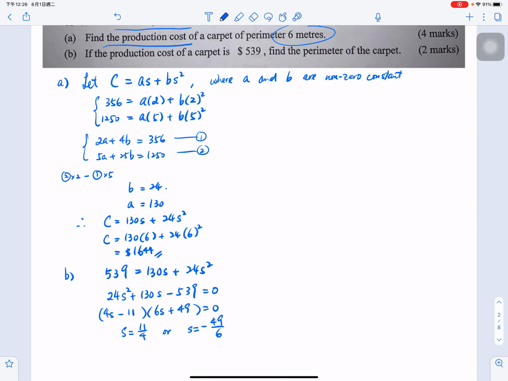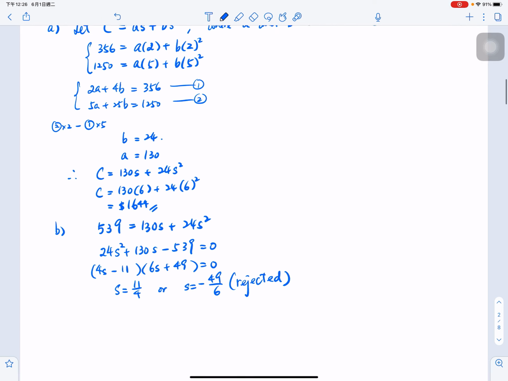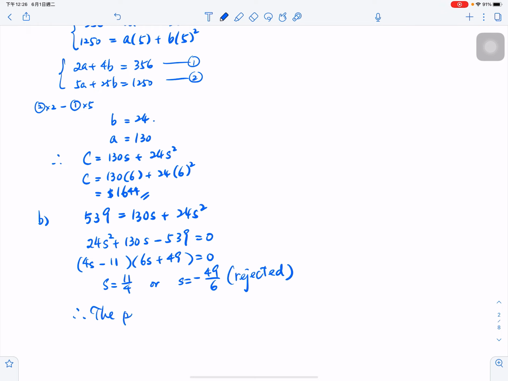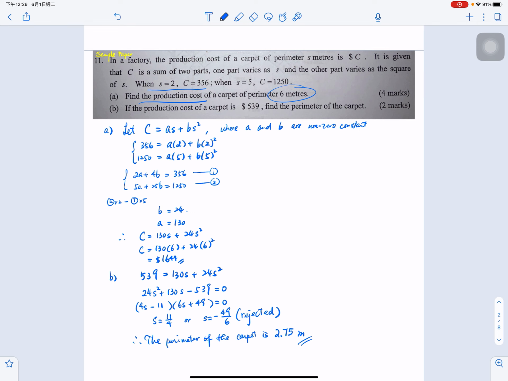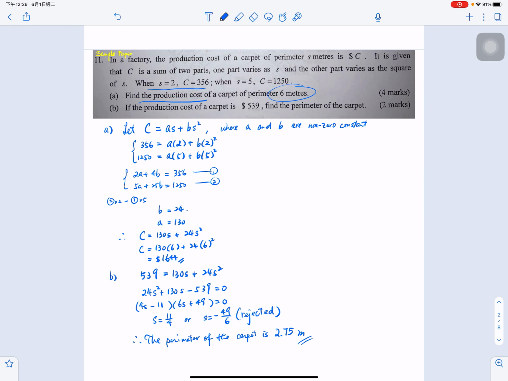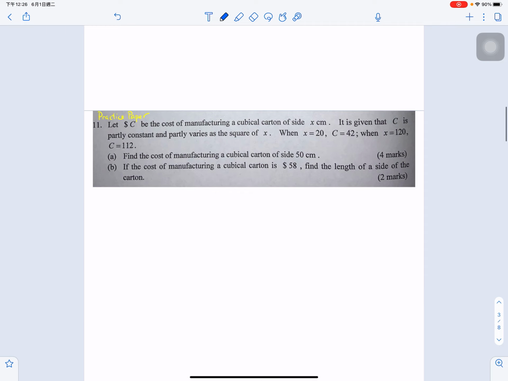Anything you need to pay attention to? Yeah, this one you need to reject because S is perimeter. So as a result, the perimeter of the carpet is 2.75 meters. Okay? That's a sample paper question. You'll find that upcoming public exam questions are often quite similar. Let's look at this public exam practice paper question.